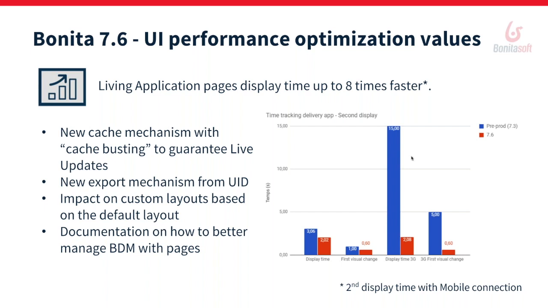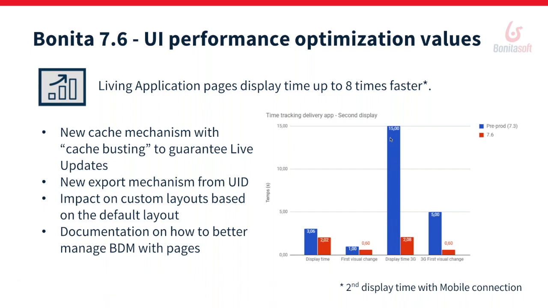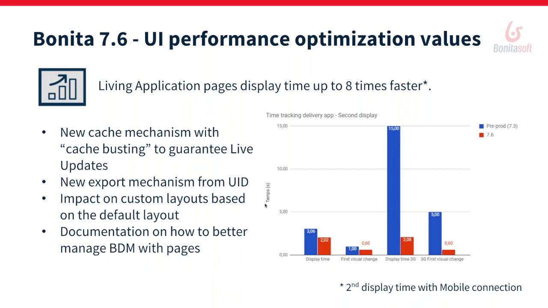As you can see, before 7.6, we would display an application, some kind of application like the EV application, in maybe 15 seconds, and we reduced that to 2 seconds. That is the time for the second display when the cache is enabled. How did we do that, and what does that mean for your project?